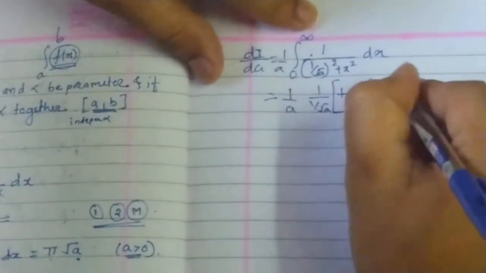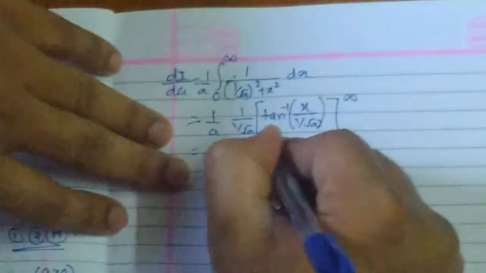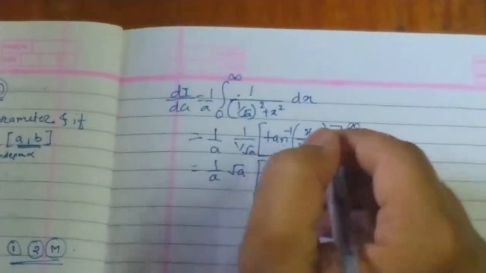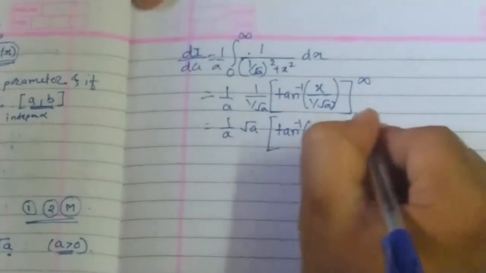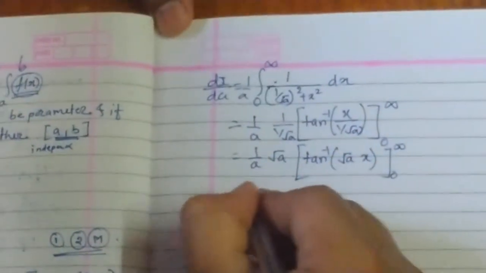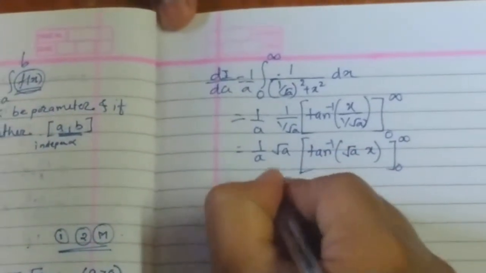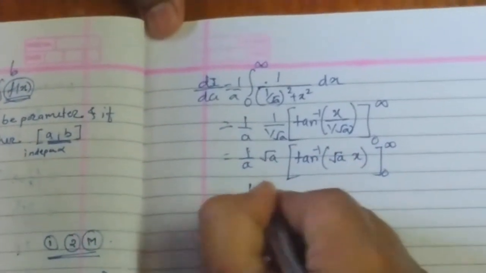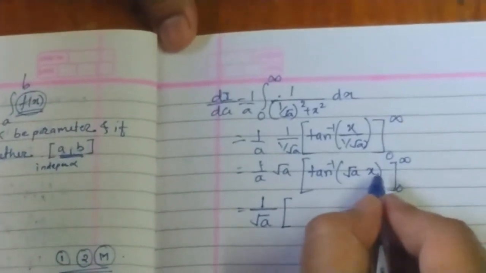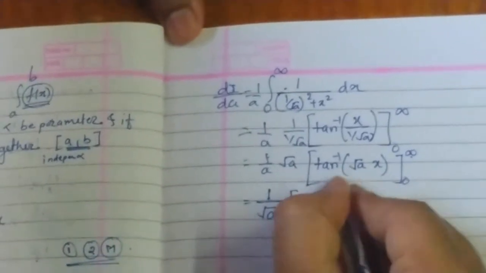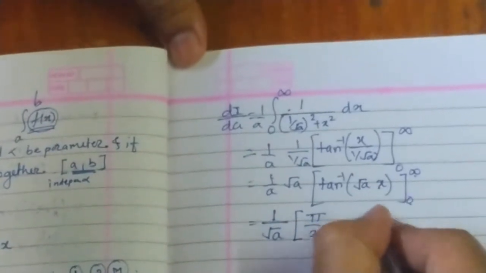Okay, now the limit is from 0 to infinity. So this becomes 1 upon a into root a. Now the upper limit is infinity. We need to simplify this again. So tan inverse of root a into x, limits from 0 to infinity. Are you clear with this? Yeah, sure. Now this 1 upon a into 1 upon root a becomes 1 upon root a into bracket tan inverse of root a into x. So the upper limit is infinity. For infinity we get tan inverse infinity, that is pi by 2. When I substitute 0 here, tan inverse of 0 is 0.